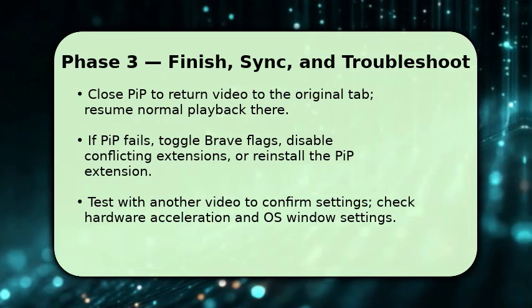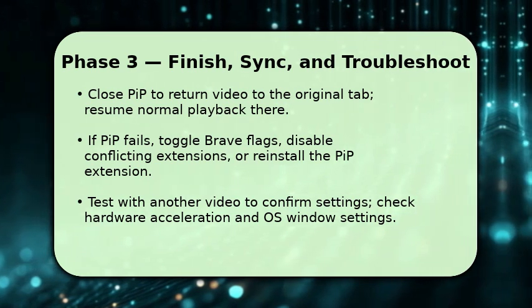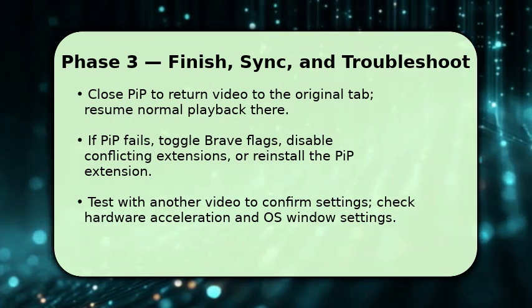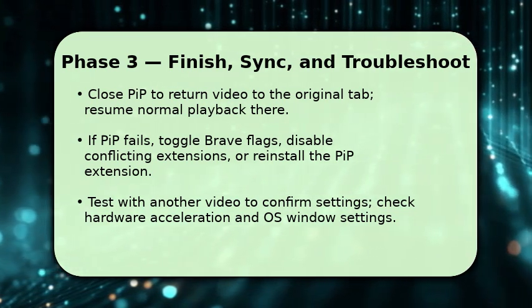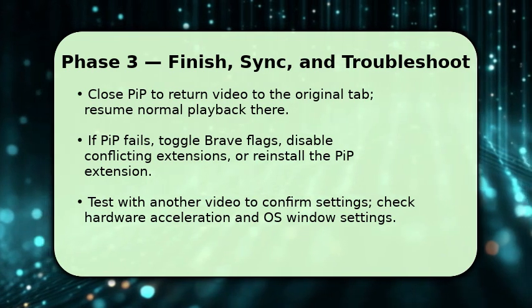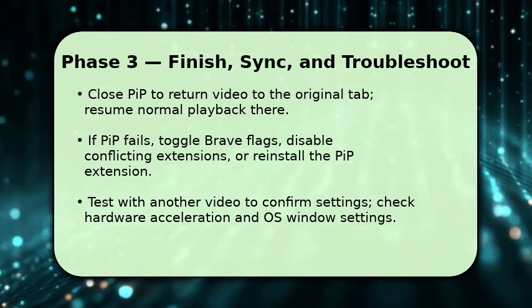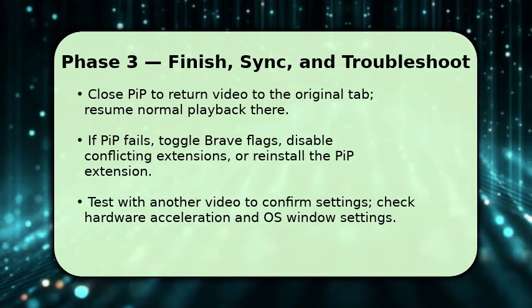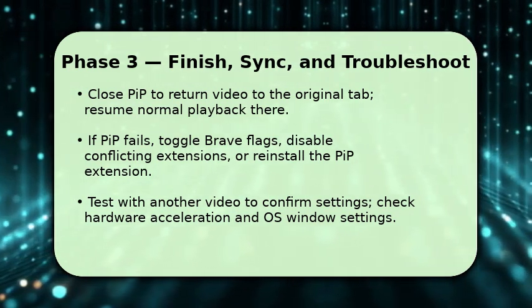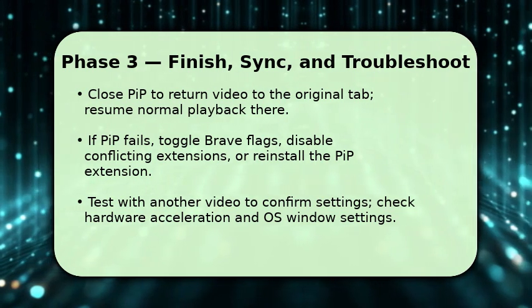If PiP doesn't appear, first disable extensions that alter video context menus, then toggle Brave's experimental flags for picture-in-picture and restart the browser. Once you've made changes, test with a different YouTube video to verify behavior. If issues persist, check hardware acceleration and your operating system's always-on-top window policies.